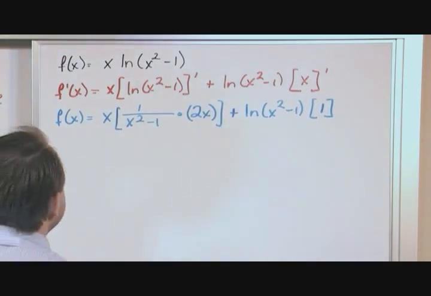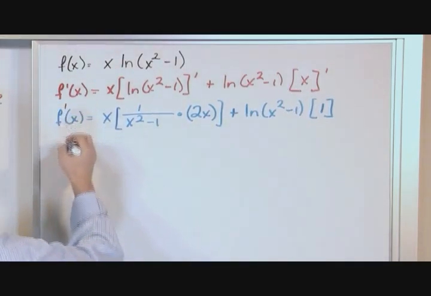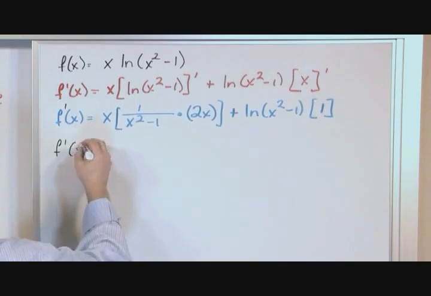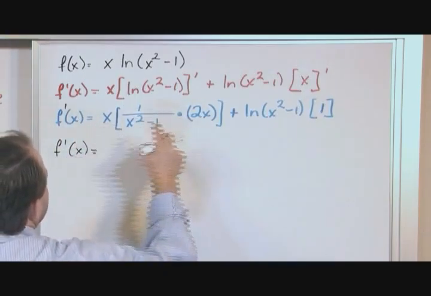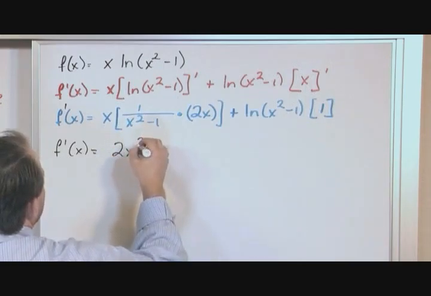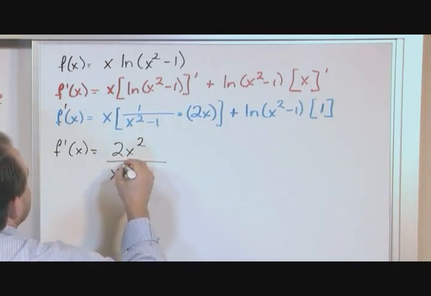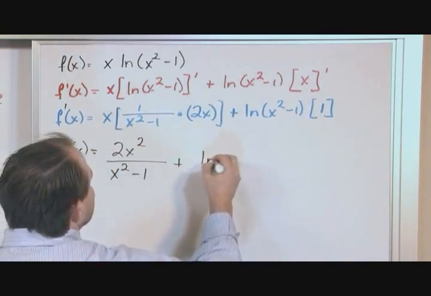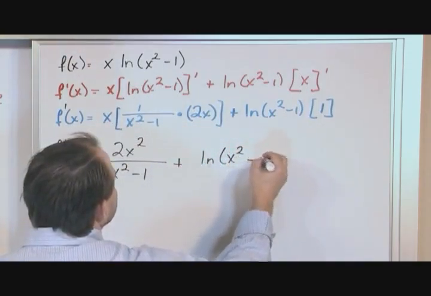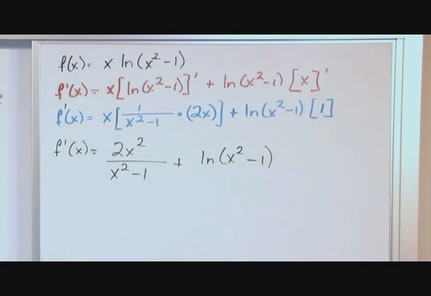This is the answer, but let's simplify it a little bit. So f prime of x is equal to 2x squared. This is all multiplied together, so we have 2x squared over x squared minus 1, that's this whole term, plus natural log of x squared minus 1. So I have 2x squared over x squared minus 1 plus natural log of x squared minus 1. That's the answer. So that's what you would circle on your test.